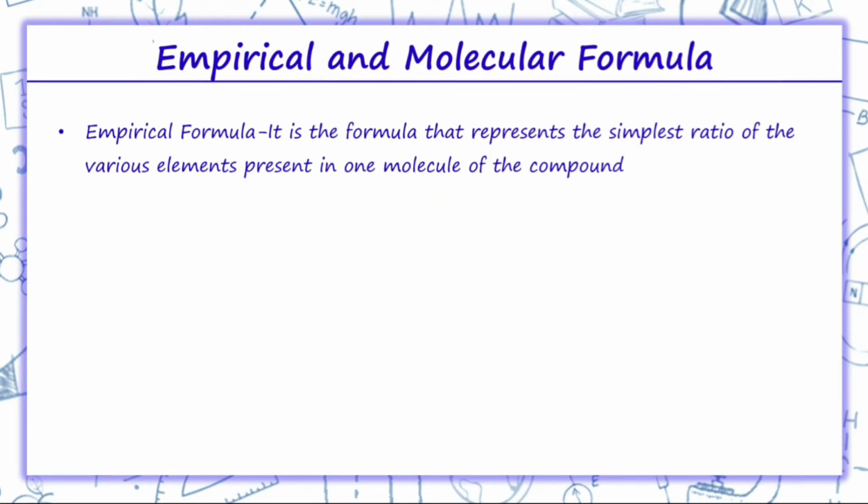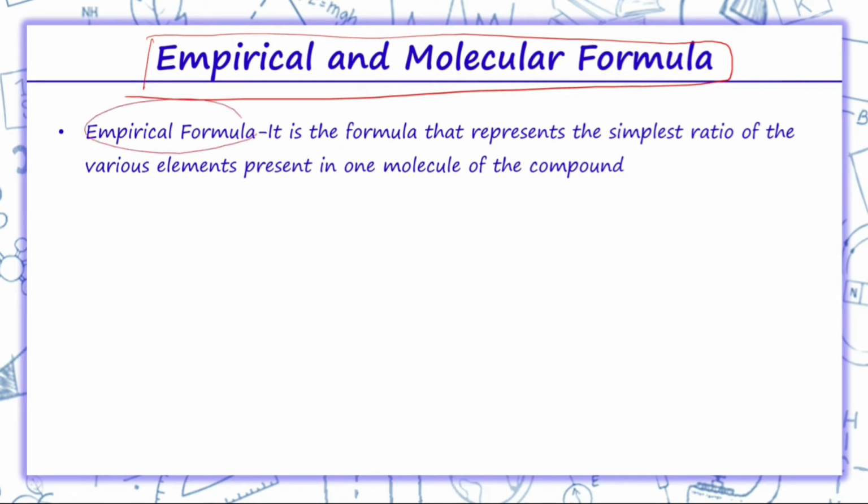Now coming on to what is empirical and molecular formula. So empirical formula is the formula which represents the simplest ratio of the various elements present in one molecule. Empirical formula is the simplest ratio. Molecular formula is the exact, actual number of the elements present in one molecule.